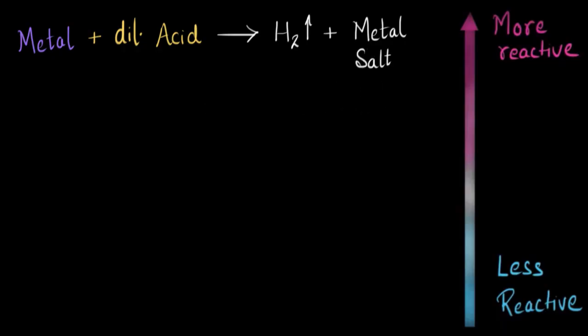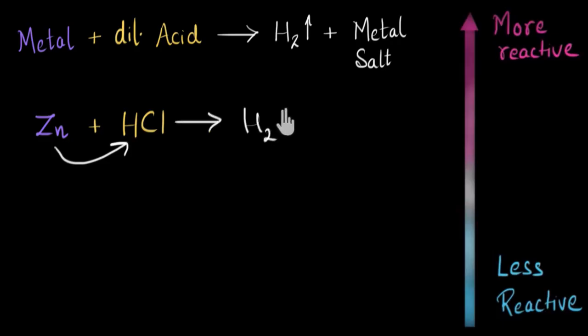For example, if I take zinc metal and react it with dilute HCl, zinc will displace the hydrogen. So we will get hydrogen gas, and it will form zinc chloride, ZnCl2. Let me just balance this equation here. Along with this, we will also have some heat being generated. This is an exothermic reaction.